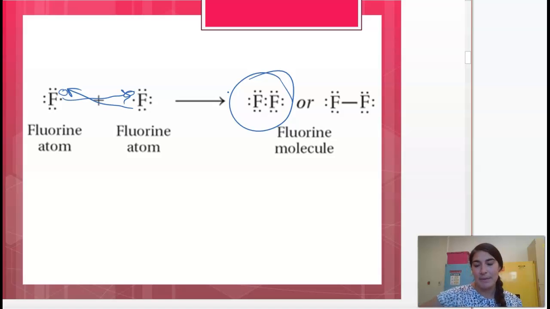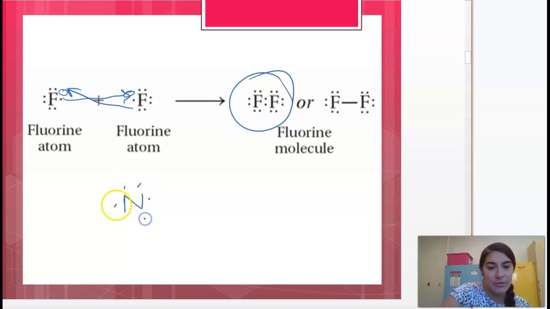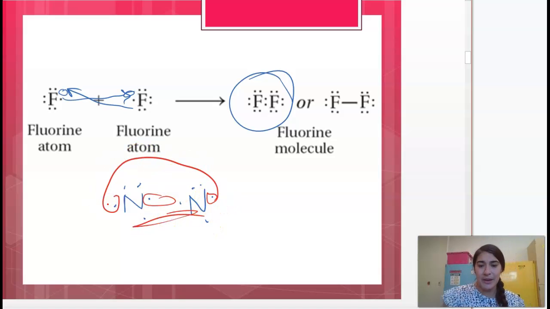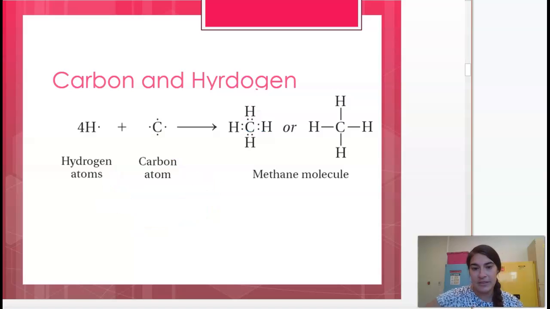That's what's happening with all of the diatomics, even something like nitrogen, right? Nitrogen, 1, 2, 3, 4, 5. Nitrogen, 1, 2, 3, 4, 5. It just kind of shares with itself. It's going to share here, here, and here, okay? They just naturally share with each other and make those bonds, because they can fill each other's octet naturally. They don't need other elements to come in. So here's a look at an example of a covalent bond again.